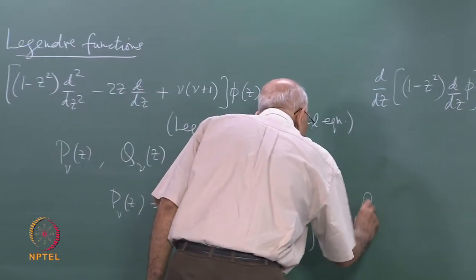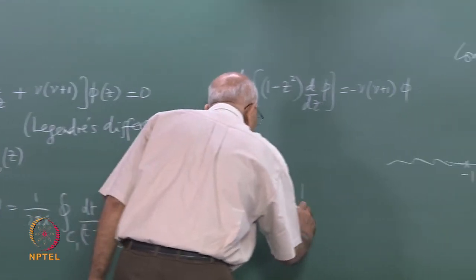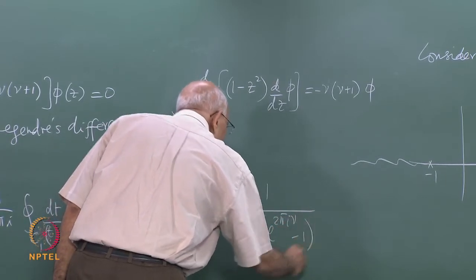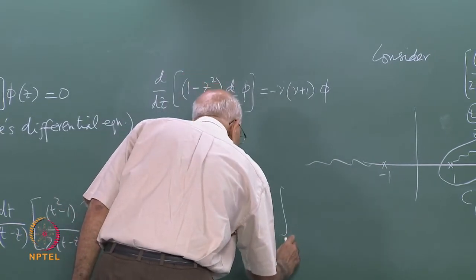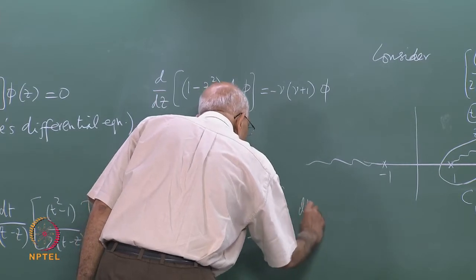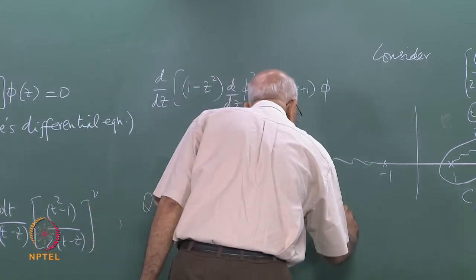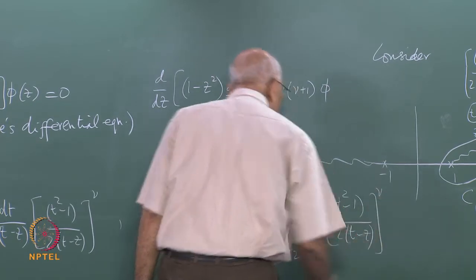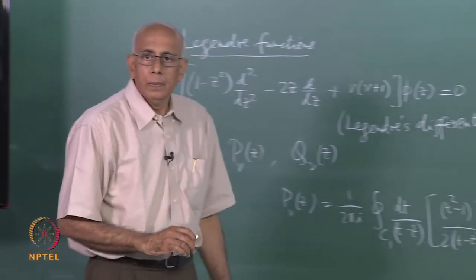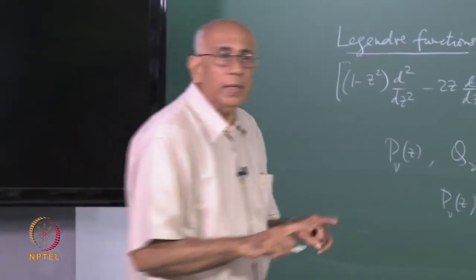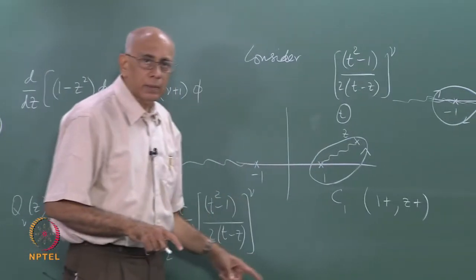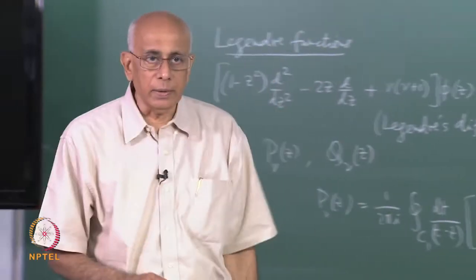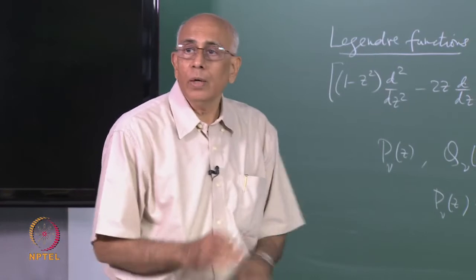And Q_nu similarly turns out to be 1 over, I am not sure about the factor here, but pi times, I know for sure that there is this factor, sine pi nu, and then over C2, dt over t minus z, (t squared minus 1) over twice, and so on. So the two solutions of Legendre's equation, the linearly independent solutions, are given by suitable contour integrals of this simple integrand, which has branch points at +1, -1 and the point z. And from this you can read off all the properties.